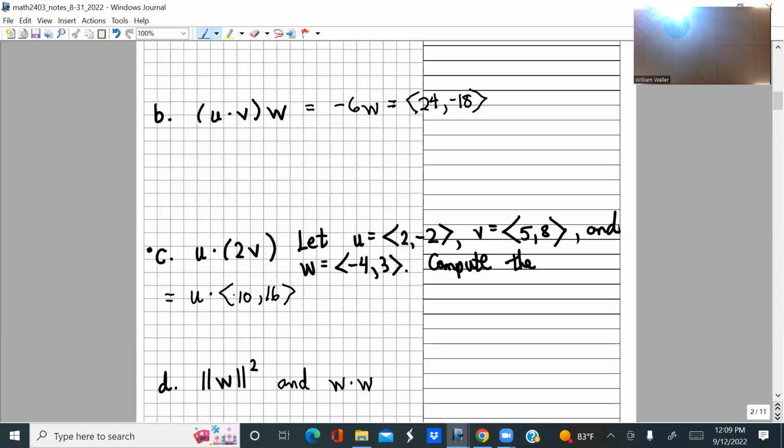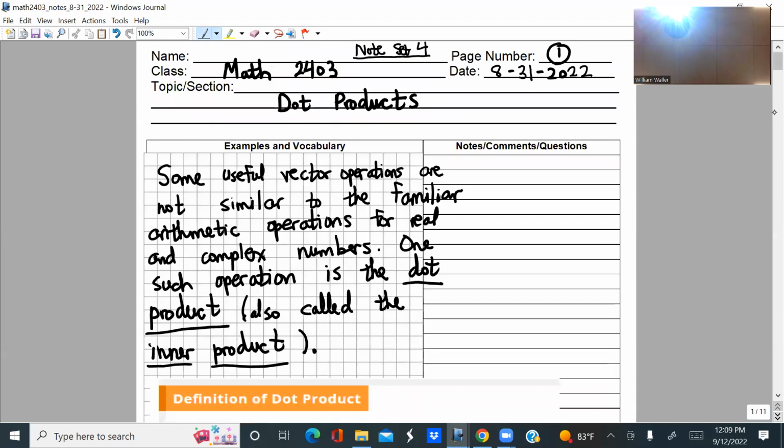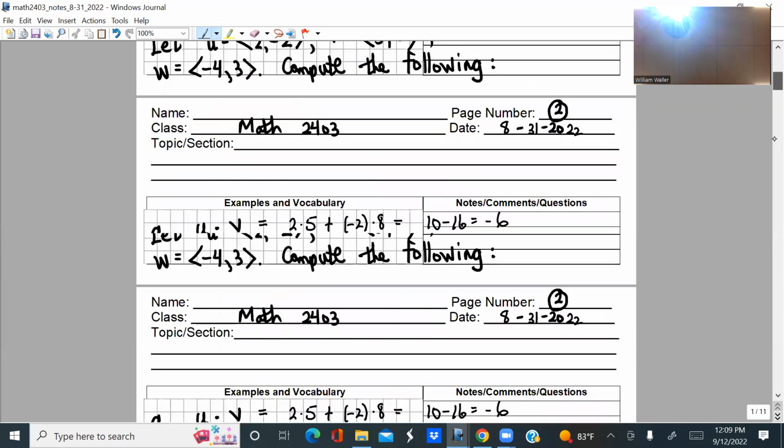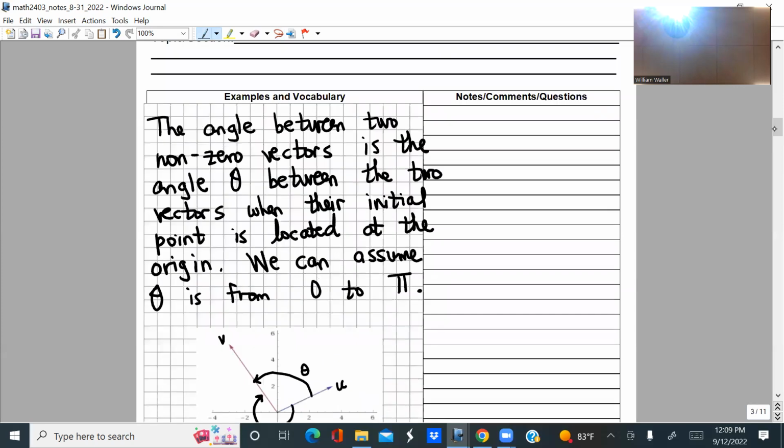And then we form this dot product, right? So we just multiply the corresponding components. So you're going to have 2 times 10, that's 20, and then minus 2 times 16, that's minus 32. So 20 minus 32 is minus 12. So we get a scalar here, minus 12.